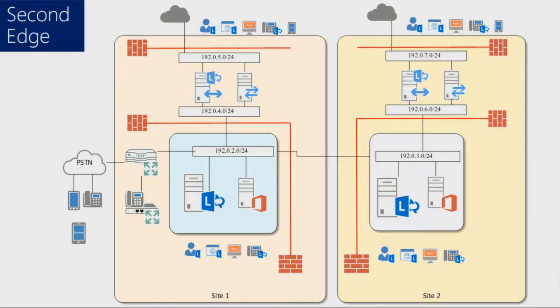You can also run this with 2 complete SIP domains, so domain number 1.com, domain number 2.com kind of thing. And in that scenario, this site here would have its own federation route, and would have its own MRAS route.